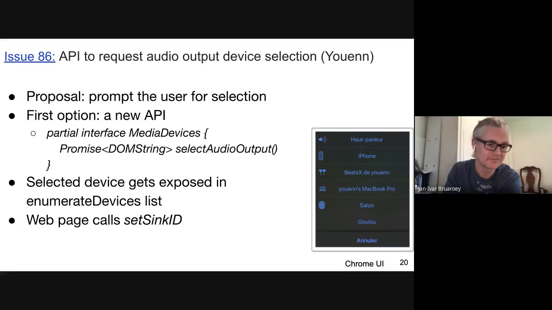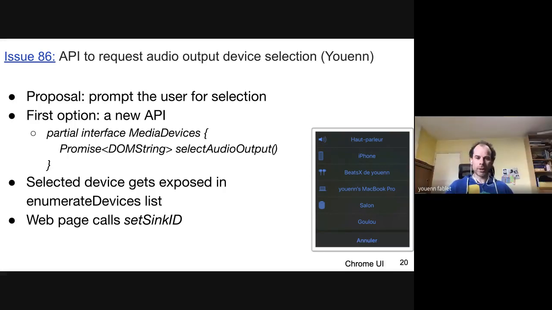Yeah, we definitely need to not allow IDs to be sniffed. If you allow an ID once, the next time you visit the page, you don't want the page to be able to silently know whether the device is there or not. So we need to have a protection in either proposal.